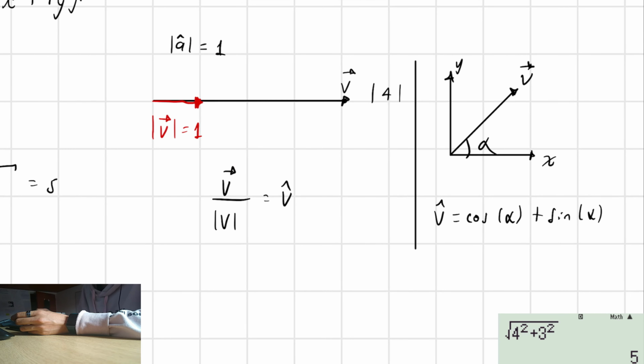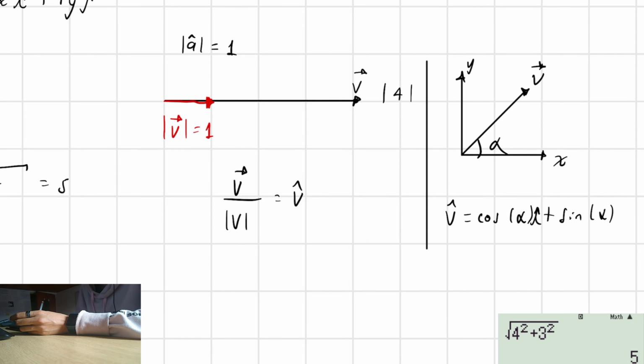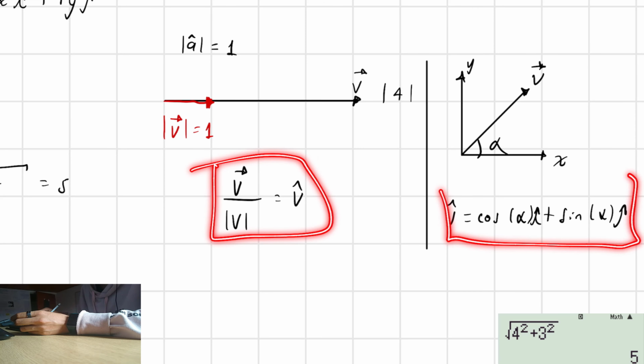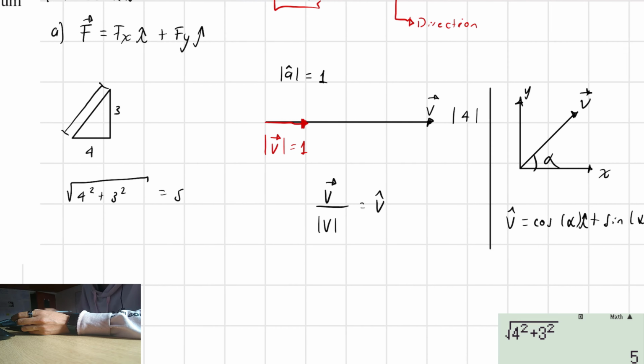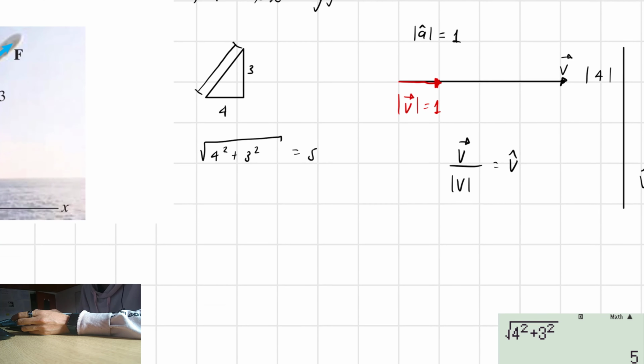Now, remember, the cosine is related to the x-axis. That means that this is pointing towards the i direction, and this plus the sine of the angle alpha is the j direction, the y-axis. So right here we have our two ways for us to find the unit vector. Now let's see in which case work for us to solve this exercise.